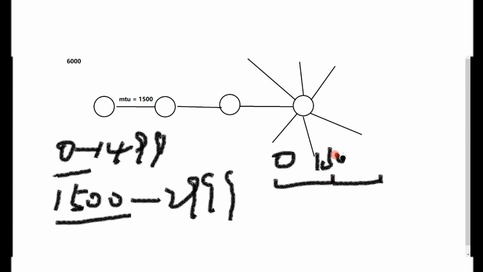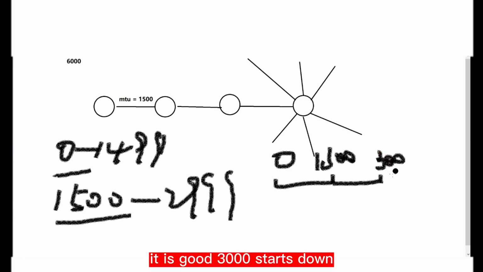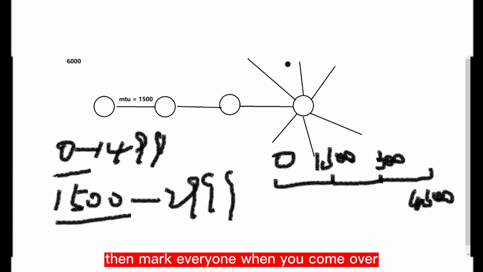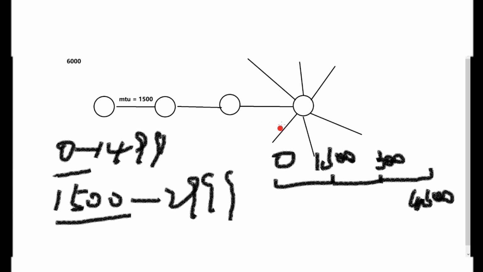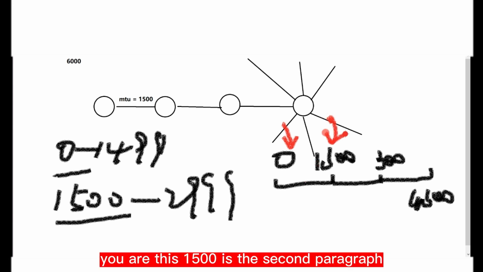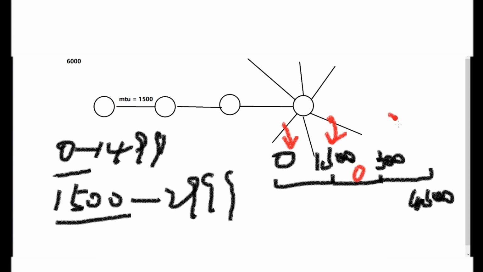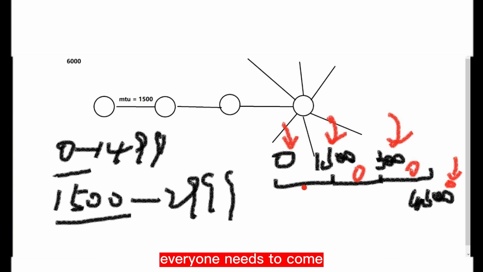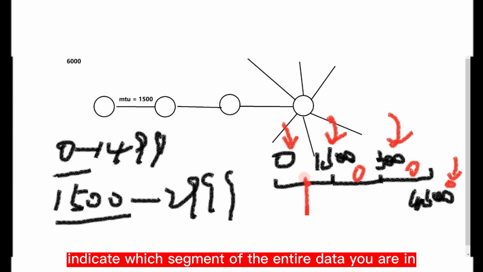1500 starts, further down it starts with 3000, and further down is the beginning of 4500. Then everyone is marked when you come over. You are this 0, that is, you are the first paragraph. You are this 1500, the second paragraph. You are this 3000, and you are this 4500, the fourth paragraph. Everyone needs to come and indicate which segment of the entire data you are in.